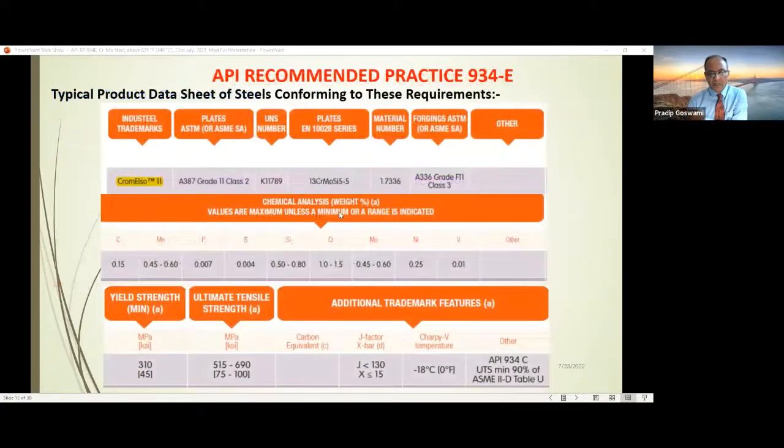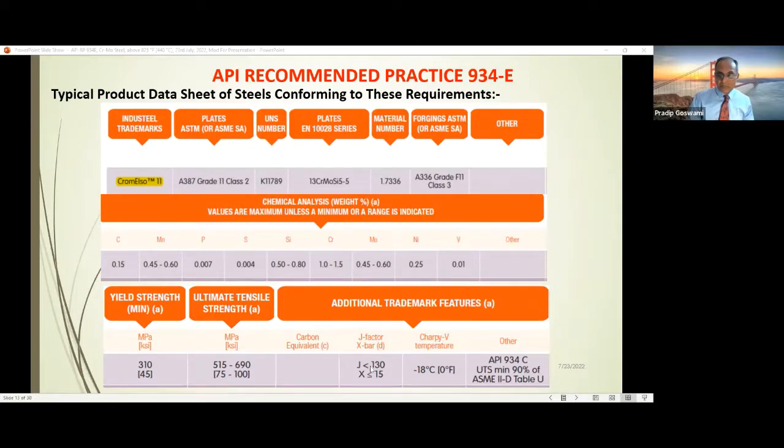Now, typically, how do they come? This is an extract taken from the data sheet of Industeel or Arcelor, who make this plate with great precision. You can see that this particular brand name is Chrome LZO 11. And you can see the nominal composition, and these are the nominal tensile values.